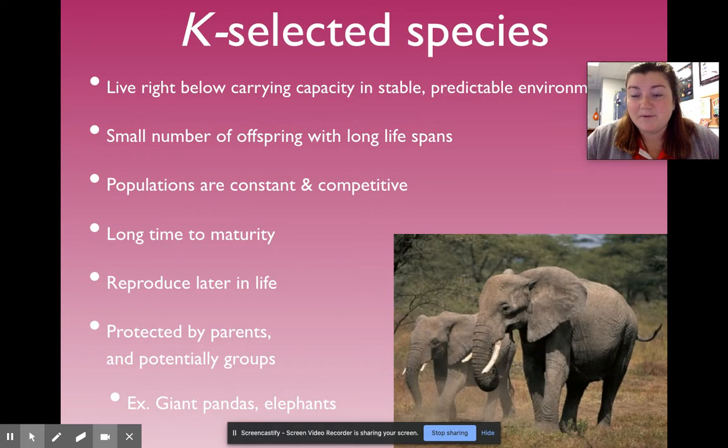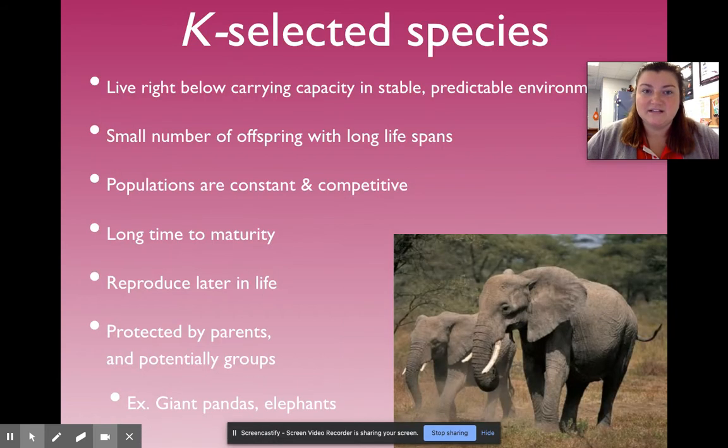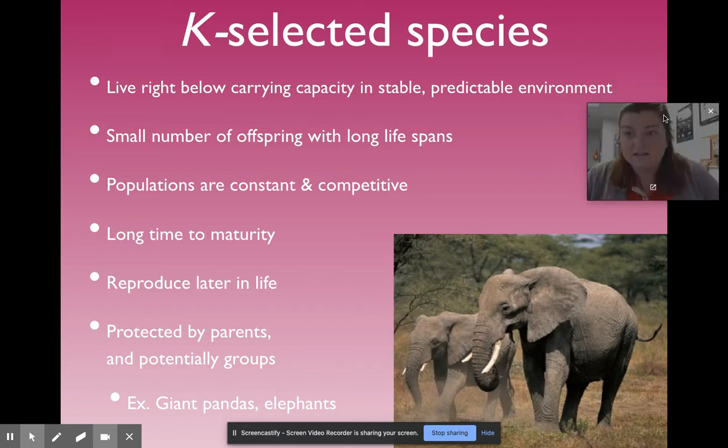K-selected species, we're just kind of picking up where we left off yesterday. So if you remember, we closed out yesterday with the different factors that change population abundance and distribution. So the things that affect where you can find populations, and the things that affect how abundant populations are, right? So that's where we closed out yesterday. Today we're picking up with K-selected species. K-selected species and R-selected species are very different, and we're going to explain why.